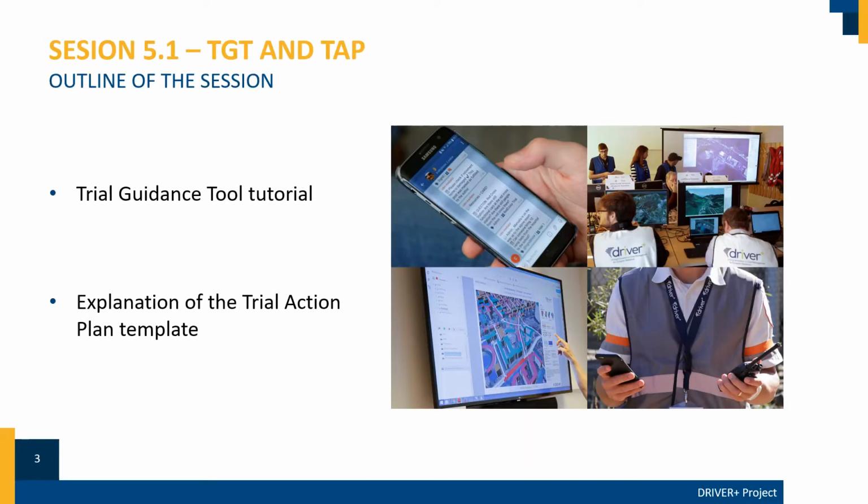This session explains the use of two supportive tools, the Trial Guidance Tool, in short TGT, and the Trial Action Plan, in short TAP. Both tools help you as trial owner to follow the Trial Guidance methodology and organize a trial. We first teach you how and why to use the online Trial Guidance Tool. Then we will dive into the Trial Action Plan and how to use it.